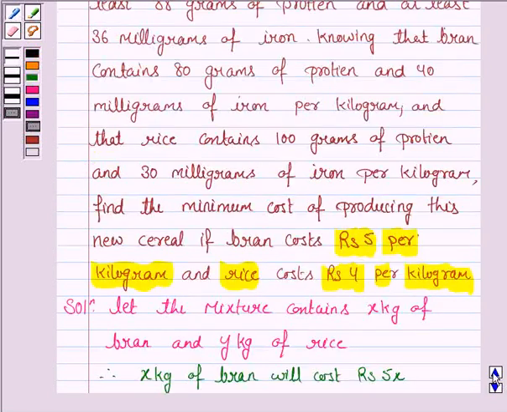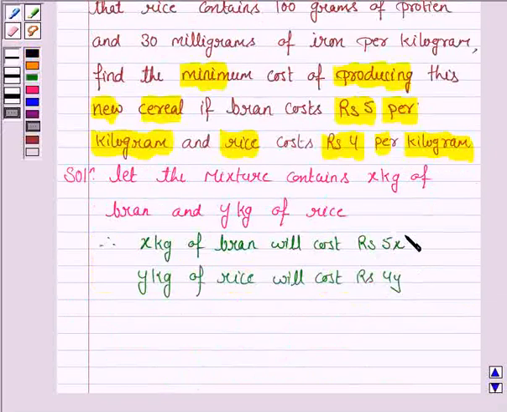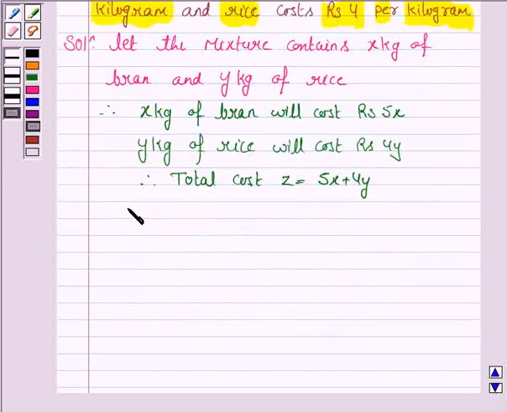Now we have to minimize the cost of producing the new cereal. That means we have to minimize the total cost. Therefore, the total cost, say z, is equal to 5x plus 4y. We have to minimize z equal to 5x plus 4y.